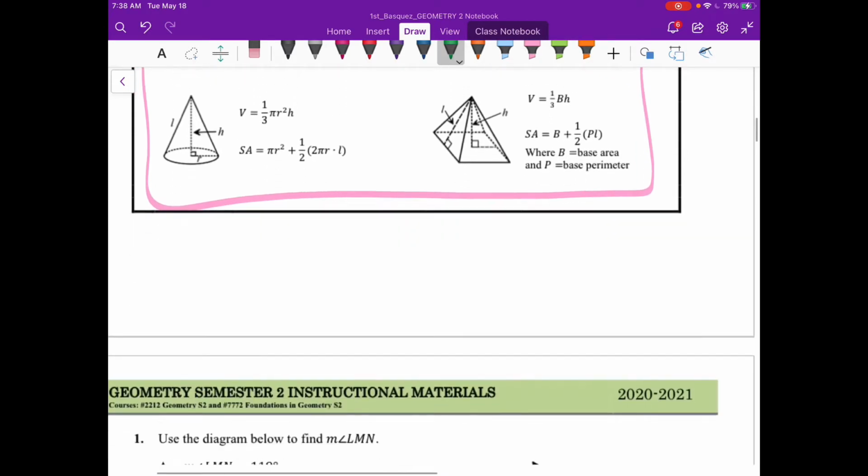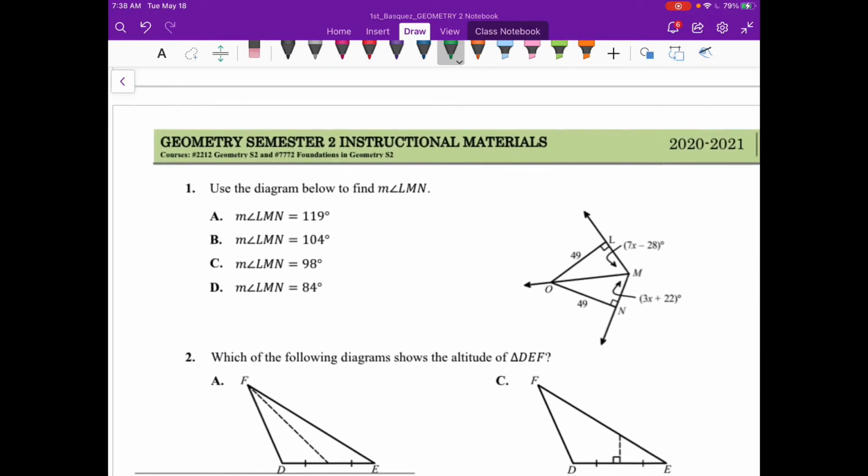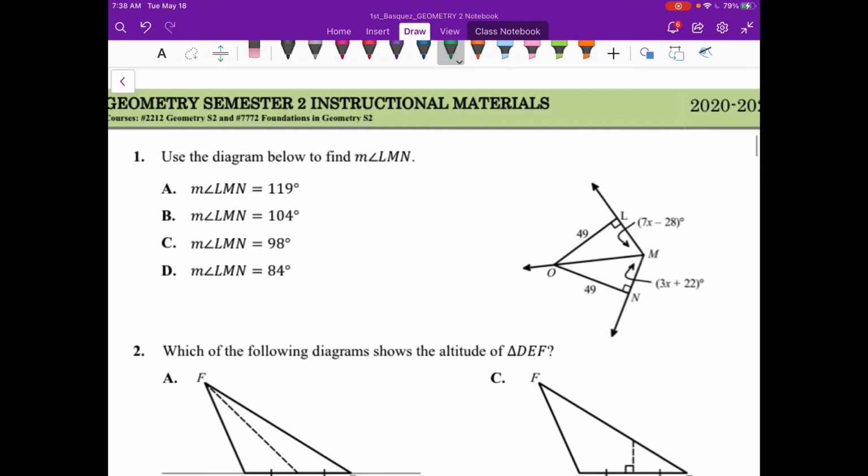Okay, so we're just gonna go ahead and start with the first example here. It says, use the diagram below to find measure of angle LMN. And so LMN happens to be this angle right here. And in this picture, we have a few things going on. We have this ray that looks like it's bisecting my angle. And if it's bisecting my angle, that means that these two are equal to each other.